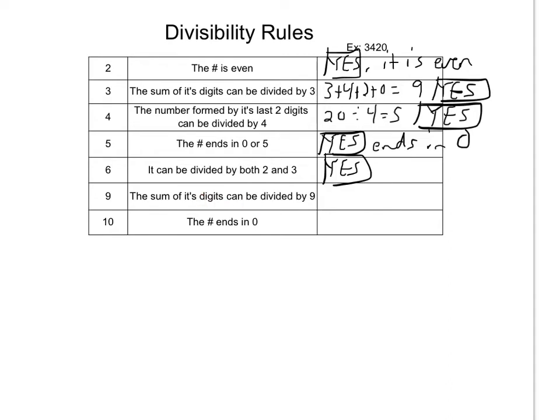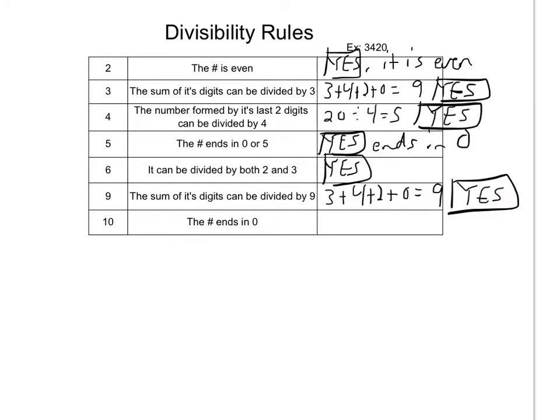The 9 test is nice too because it's just like the 3 test. If I add up all those digits, 3 plus 4 plus 2 plus 0, that equaled 9. And if I get a number right here that's divisible by 9, then this whole thing is divisible by 9. So again, that's another yes. So this number right here is divisible by 2, by 3, by 4, by 5, by 6, and by 9. And we proved all those with these divisibility tests without actually having to divide anything out.